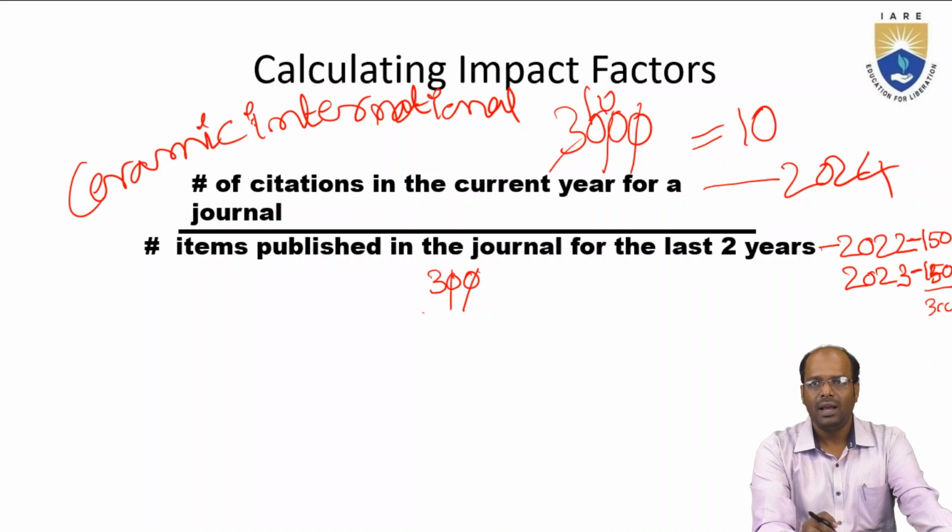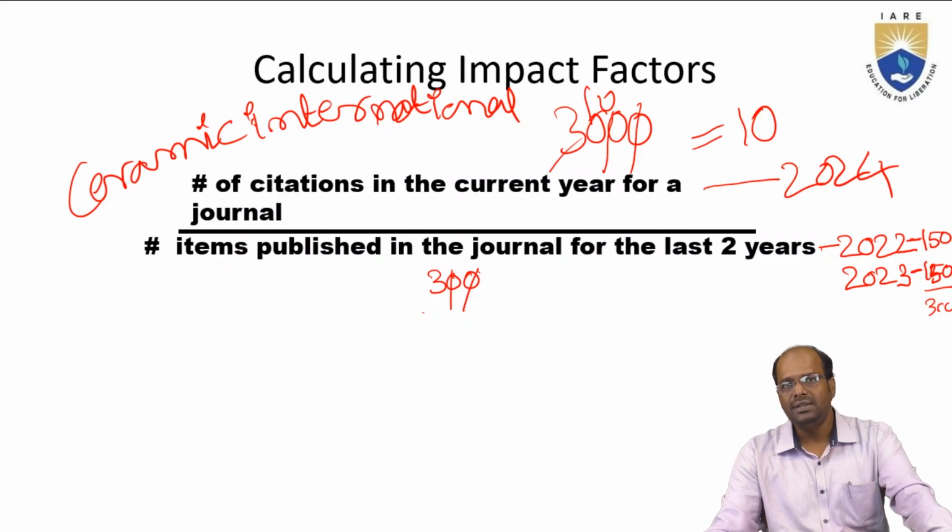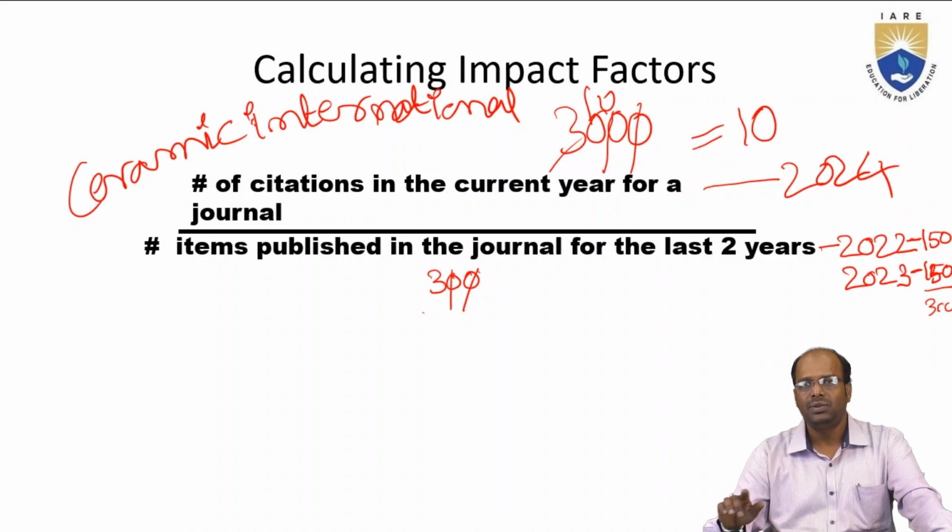This is based on whatever values we have taken: the number of citations in 2024, 3000. And for the preceding last 2 years, how many articles are published? Preceding last 2 years means 2022 and 2023. It published 150 and 150 respectively in the 2 corresponding years. Totally, it published 300 articles. So 3000 citations divided by 300 articles published gives the impact factor: 10. This is the way to calculate the impact factor of any journal. People give the impact factor based on this.